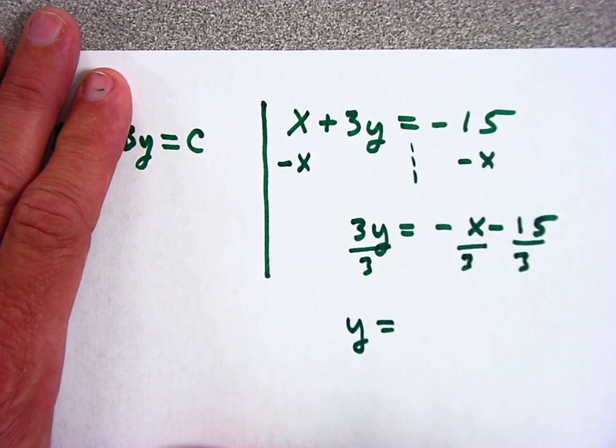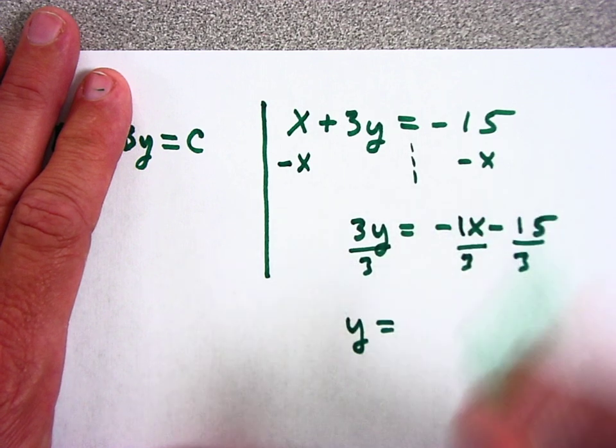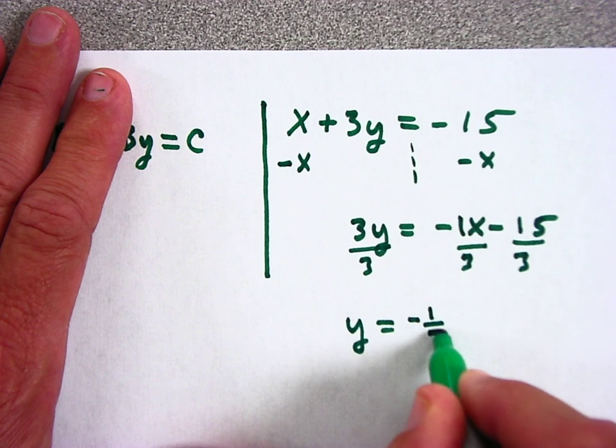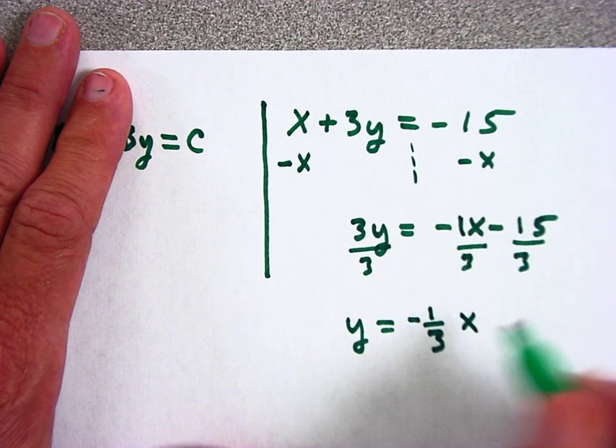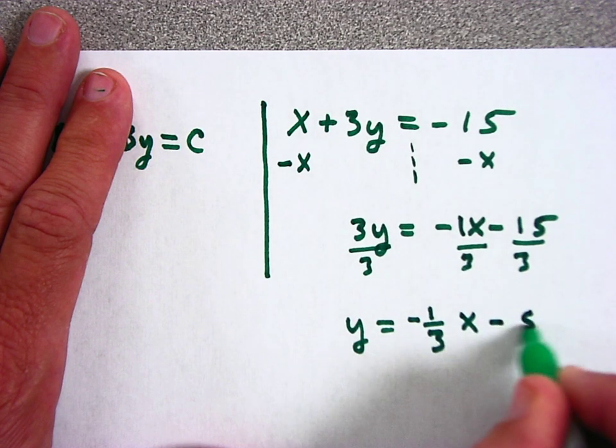Y equals, remember how there was that negative x here, so that's a negative 1. So your slope, the fraction, is negative 1/3. Keep the x, and then negative 15 divided by 3 is negative 5.